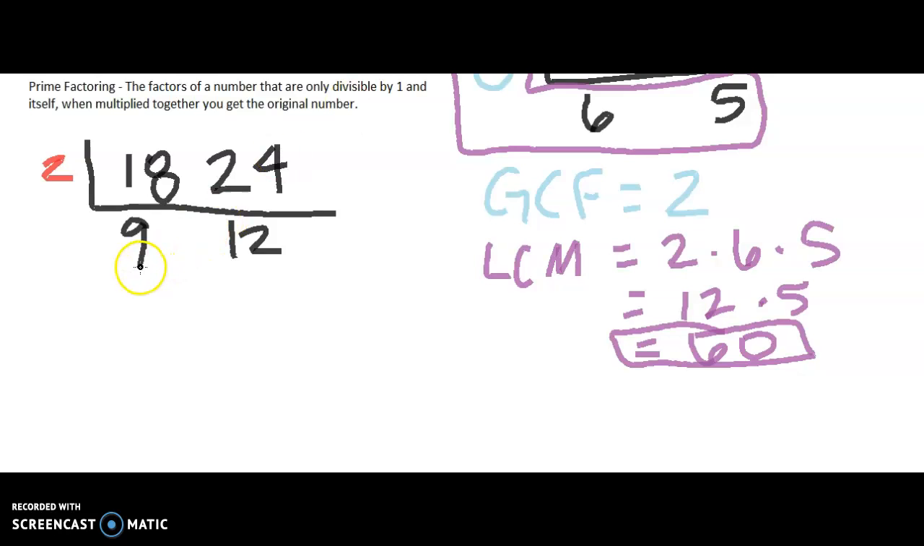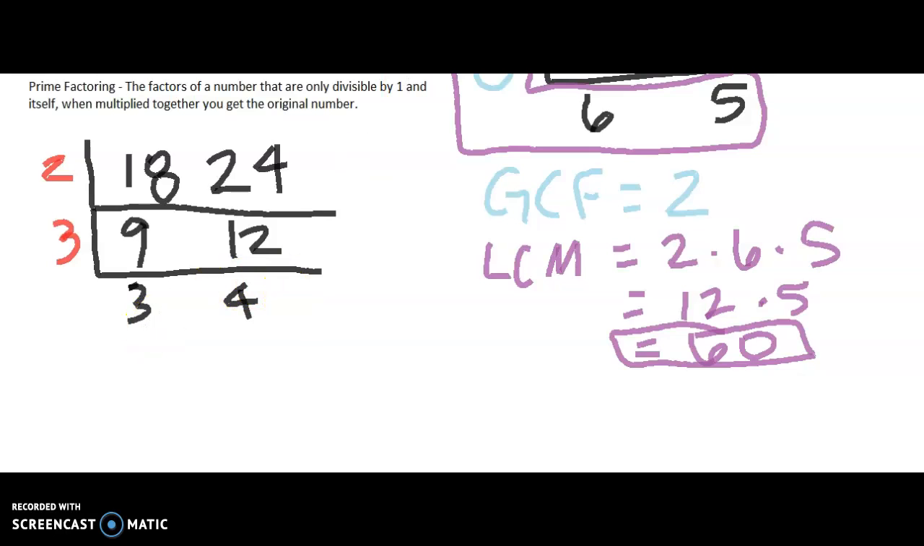So again, we're going to do those checks. In this problem, 9 and 12 still have factors in common. So we have to add another ladder to our ladder method, another division house. And we're going to go ahead and find another common factor. 9 is only divisible by 3 and itself. So 3 is our common factor here because 12 is also divisible by 3. So 9 divided by 3 gives me 3. And then 12 divided by 3 gives me 4. So since 3 and 4 don't have any factors in common, I know that I'm done.